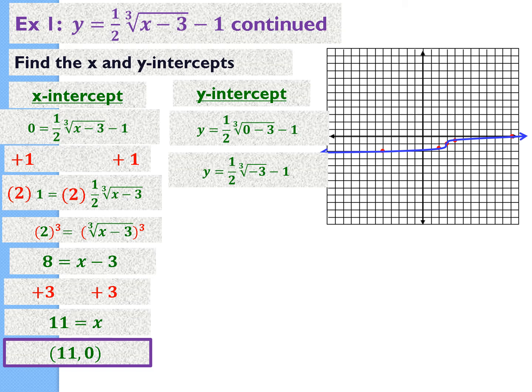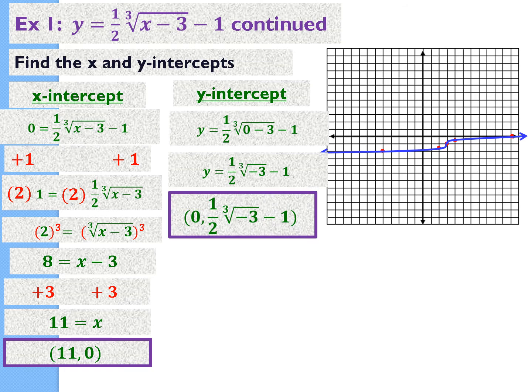Now, I can't really simplify this any further without getting into decimals and using my calculator, but remember, we're not going to have a calculator on our quiz. So leaving your intercept in this format is perfect. If that's as far as you can go, that's as far as you can go. You do still have to write it in coordinate point notation though. So that's going to be (0, 1/2 cube root of negative 3 minus 1), because you can't take the cube root of negative 3, so you cannot go any further with that simplification.